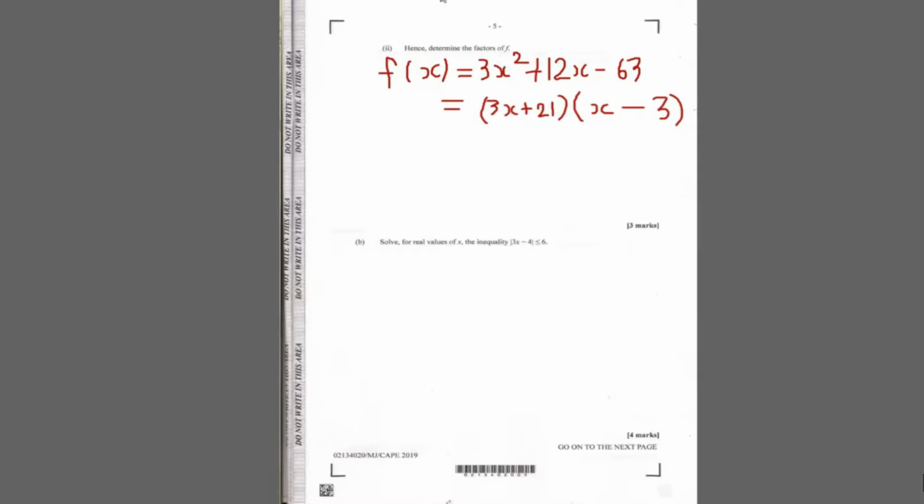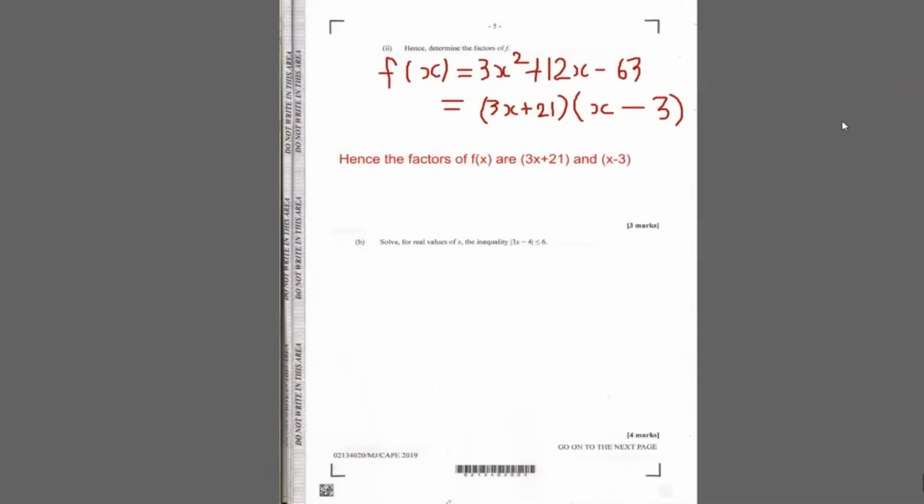So hence determine the factors. So you can tell them hence the factors of f of x are 3x plus 21 and x minus 3.